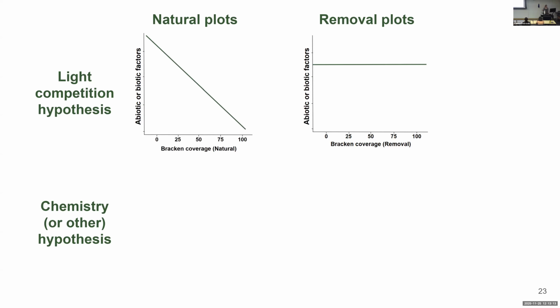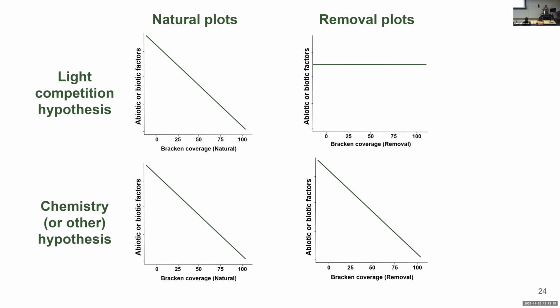For the light competition hypothesis, we hypothesized that in natural plots, as Bracken coverage increased, other biotic and abiotic factors would decrease in the plots. And when Bracken was removed, the abiotic and biotic factors would stay consistent across the plot gradient. However, with the chemistry hypothesis, we hypothesized that in both natural and removal plots, as the coverage of Bracken fern increased, the abiotic and biotic factors would decrease, because it wasn't Bracken fern blocking the light, but something actually happening in the soil that was inhibiting growth.